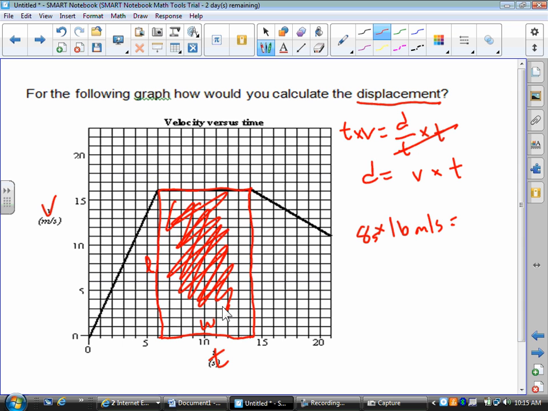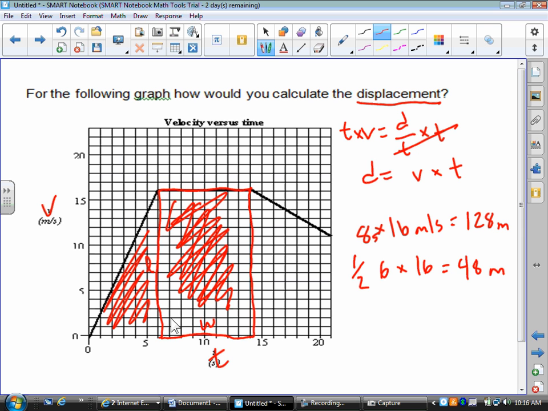So 8 times 16 is what? What is it? 128 meters. And then over here, how would I get the area of this triangle right here? 1/2 base times height. So the base is 6, and the height is 16 again. So 6 times 1/2 is 3. 3 times 16 is what? 48. Somebody use your calculator. 3 times 16. 48. All right.